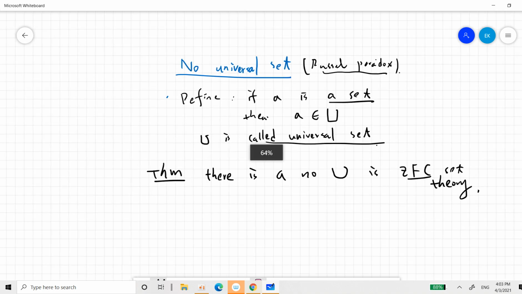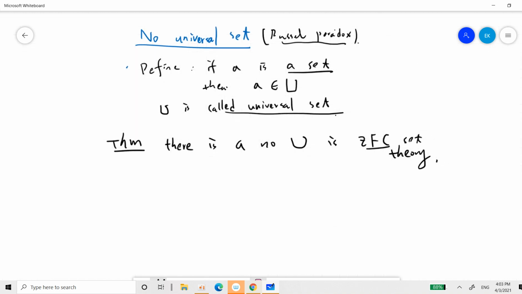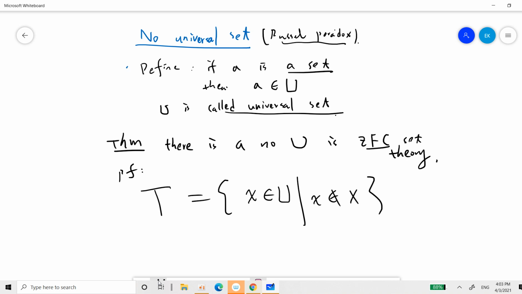The reason is that there's a theorem in set theory that you can assign which is a set. Let's see the proof. I can take a set called T, defined to be all X belonging to U such that X does not belong to X. Because if X is a set, I can ask whether X belongs to U or not. So T exists by ZFC, if U exists.